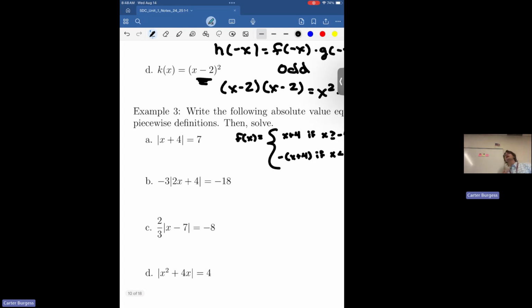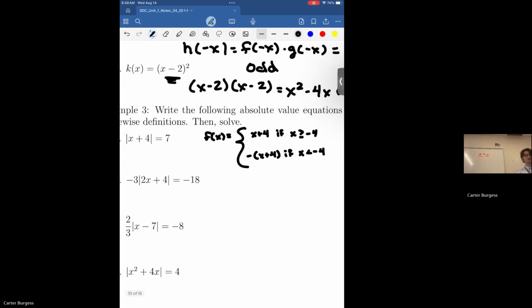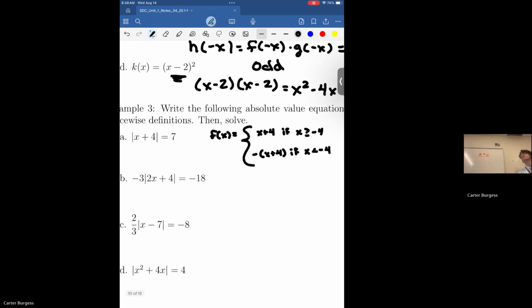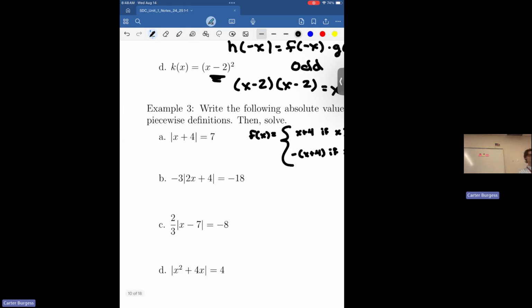So let's use our two definitions. Let's figure out when the absolute value of x plus 4 is going to be equal to 7. Our first definition says that I should do what with x plus 4? Leave it alone, right? x plus 4 is just going to stay as x plus 4. We're just going to solve the equation x plus 4 is equal to 7.